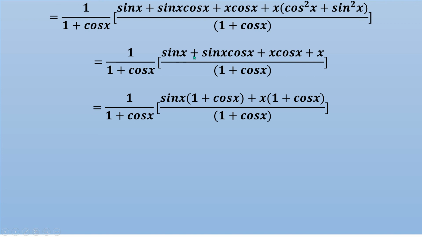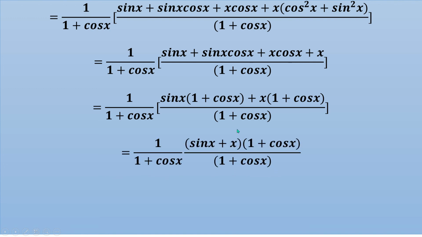Now taking common sin x here, here will be 1 plus cos x, and here is common x, so 1 plus cos x. Now take common 1 plus cos x. As a result we'll get this. Now 1 plus cos x cuts. So this equals, you can write, sin x plus x divided by 1 plus cos x. This is the required answer. Clear everyone?